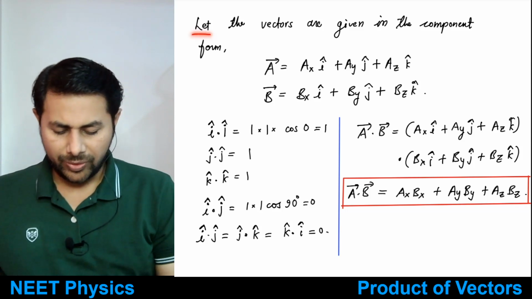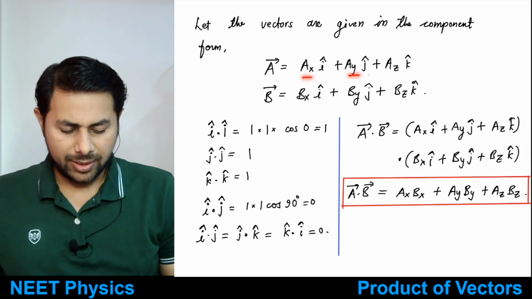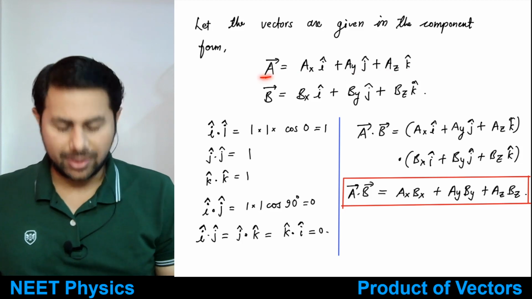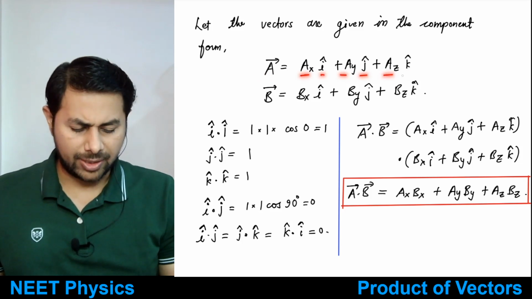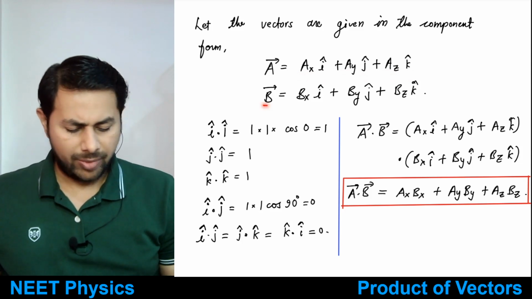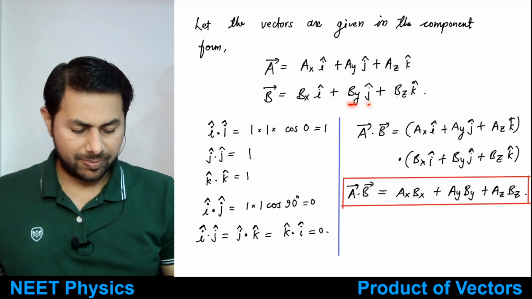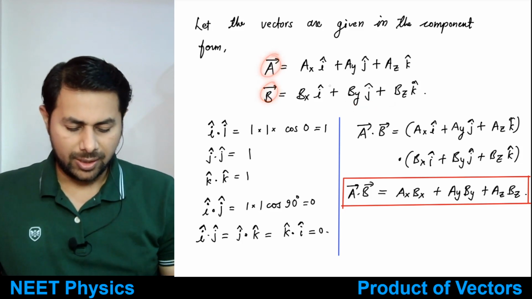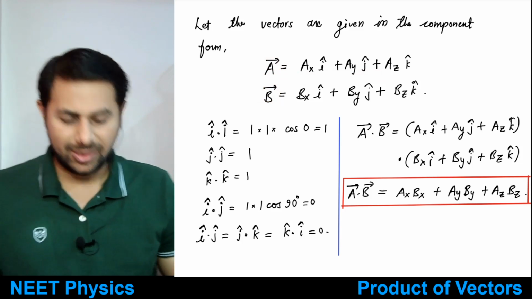Then now what we'll do is we'll represent this A bar and B bar in the resolved form. A bar I will represent as Ax into I cap plus Ay times J cap plus Az into K cap, so by their x, y and z components. B bar similarly I will represent as Bx multiplied by I cap plus By times J cap plus Bz times K cap. So I have represented A bar and B bar in the resolved form, in the form of their components along x, y and z axis, right?